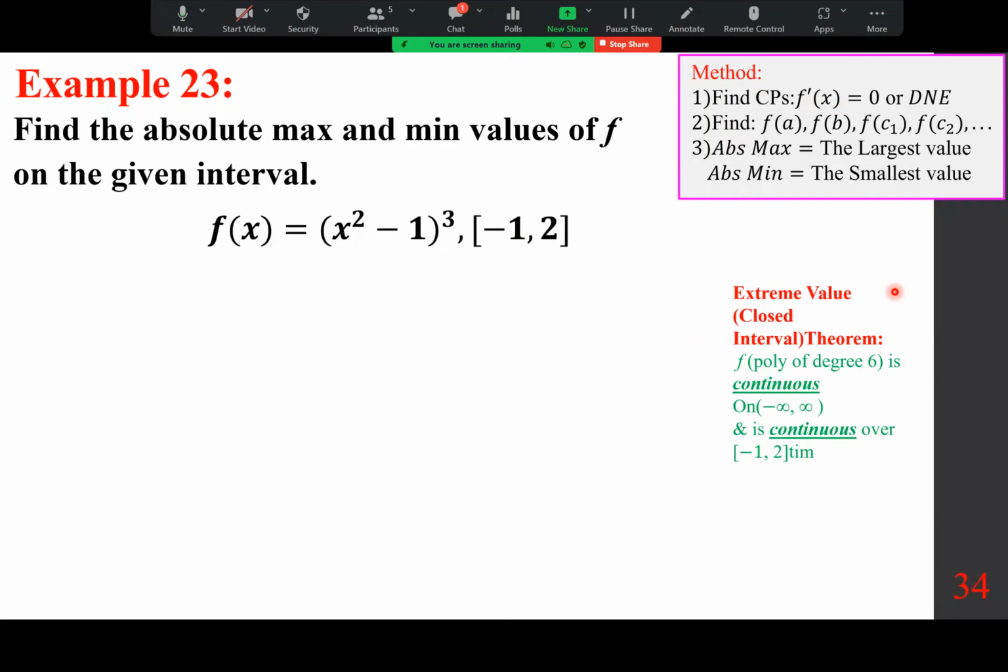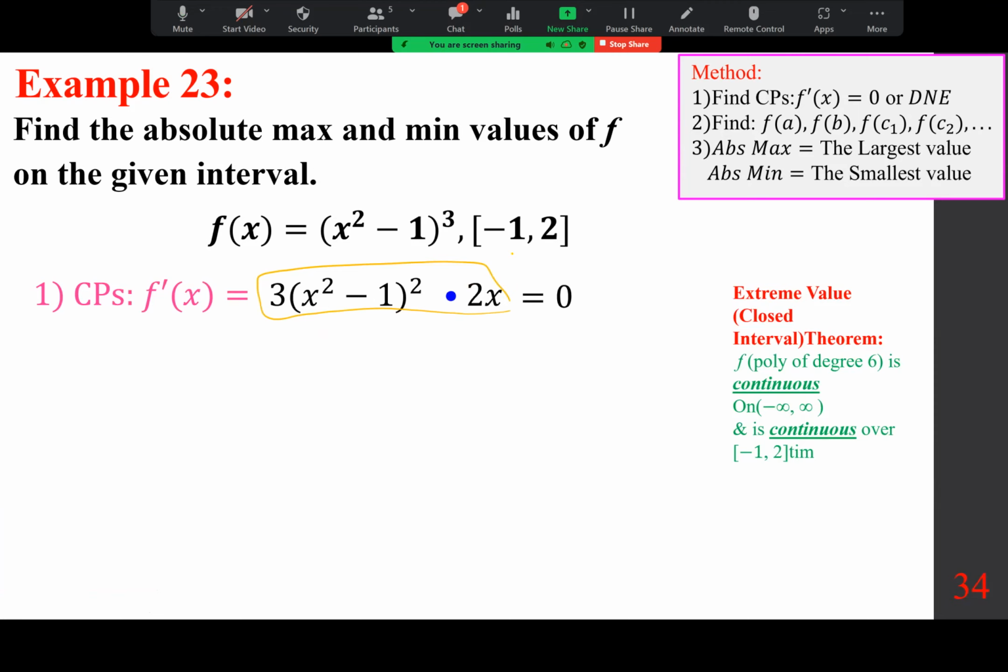So I need to differentiate first. In order to find CPs, I'm going to differentiate, or f prime of x, which means I'm going to put the 3 in front, times x squared minus 1 to the second power. And by the chain rule, the derivative of the parentheses is 2x, and I set this equal to 0. By the way, you can rewrite it or not. If we were to rewrite this, it would become 6x times x squared minus 1 squared. Actually, if they said what is f prime, you have to rewrite it in this fashion.